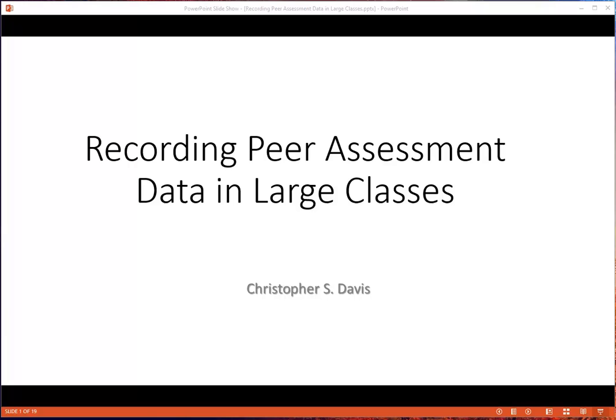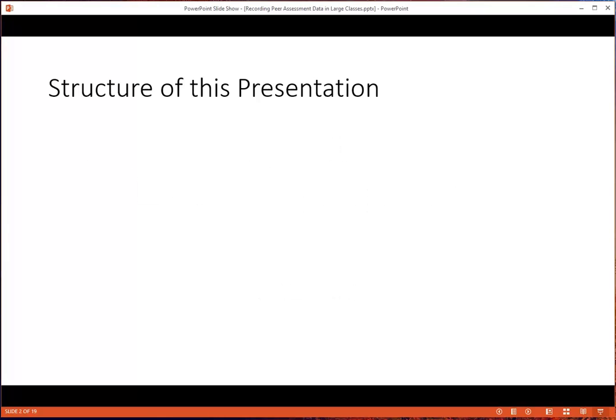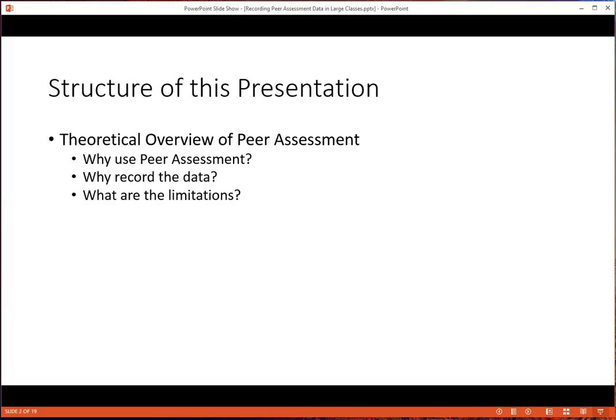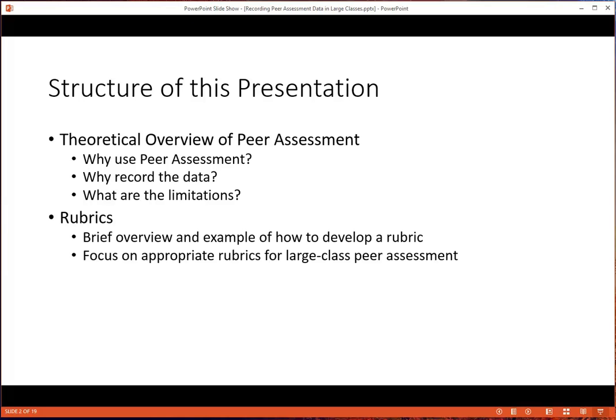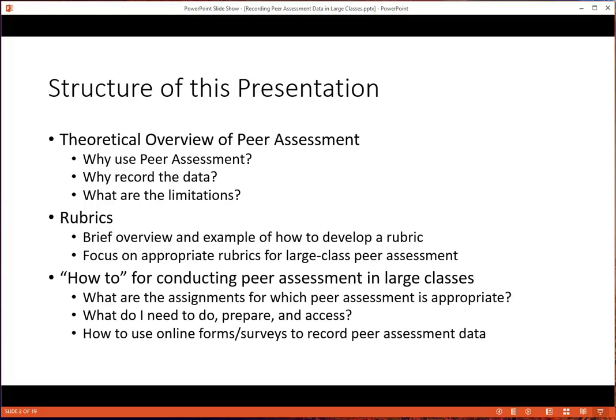So to jump right in, what I'm going to do throughout this presentation is start with this theoretical overview. Start with why we'd use peer assessment, why bother even recording the data? We could just have students peer assess each other, not record it. And then what are the limitations? Talk a decent bit about rubrics, because those are really going to form the core of this assessment strategy. How to make a good one and how to make one that's appropriate to large class peer assessment. And then conclude with very much practical how-to.